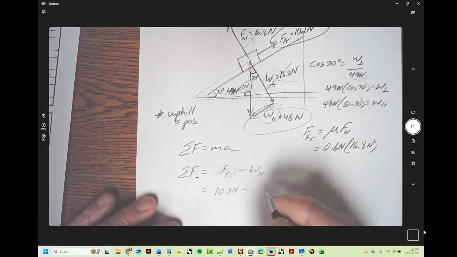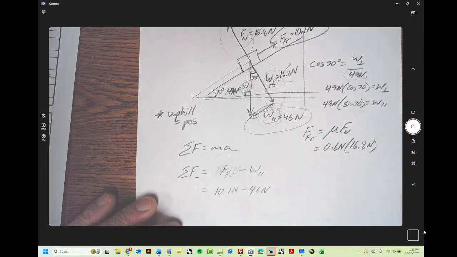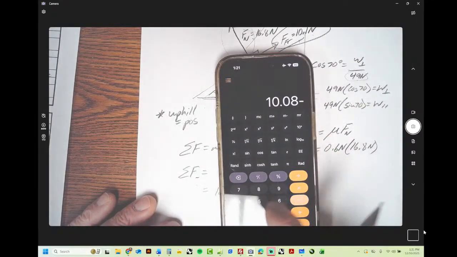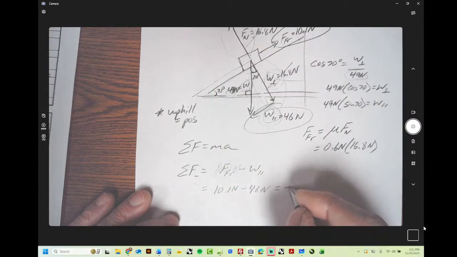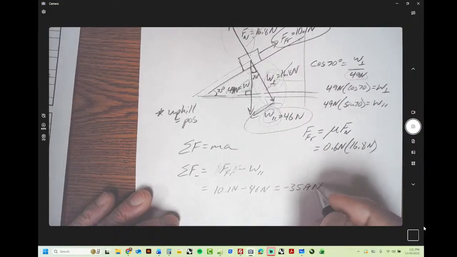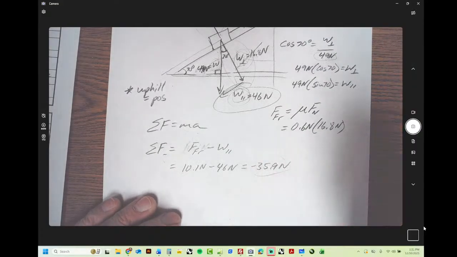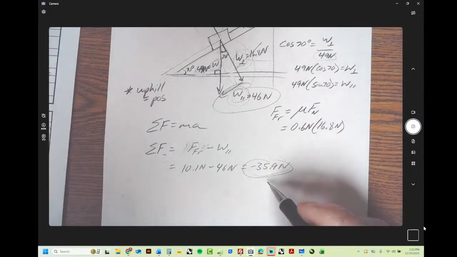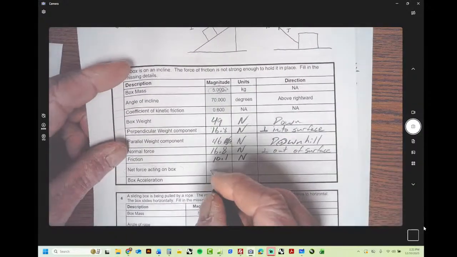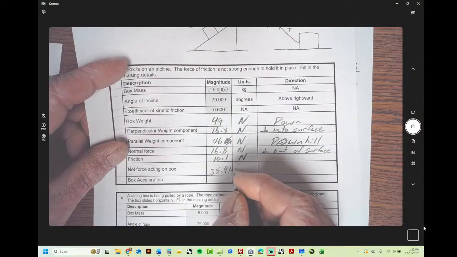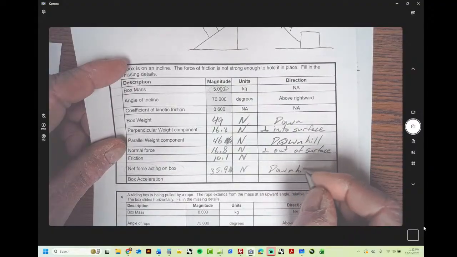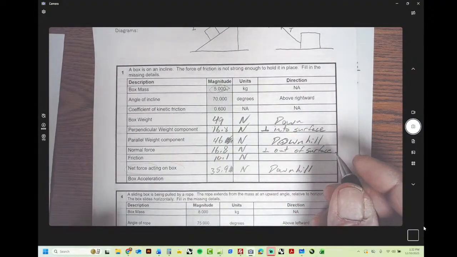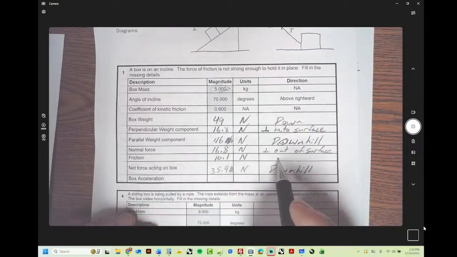Now I'll write it again, but I'll put in the numbers. 10.1 newtons minus 46 newtons. Negative 35.9 newtons. So instead of writing negative on the answer sheet, I'm going to write 35.9 newtons downhill. And I just realized that I didn't put in the direction for friction. Direction for friction would be uphill.